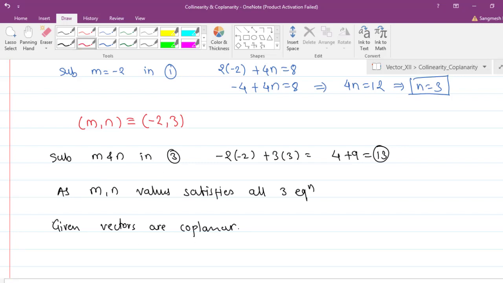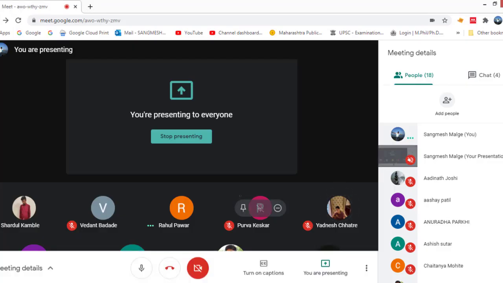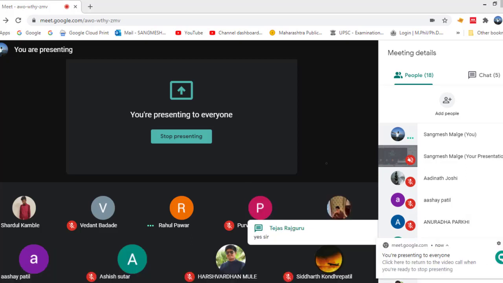Okay, so in this way you have to solve the given question for the coplanarity. I hope it is clear. Is this okay, everyone? Okay, very good. So we will stop here, and tomorrow or whenever we have the next class, we'll continue from this. Thank you so much.